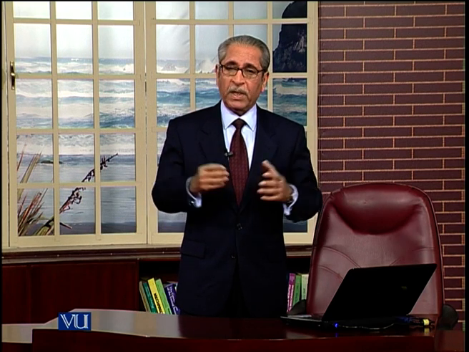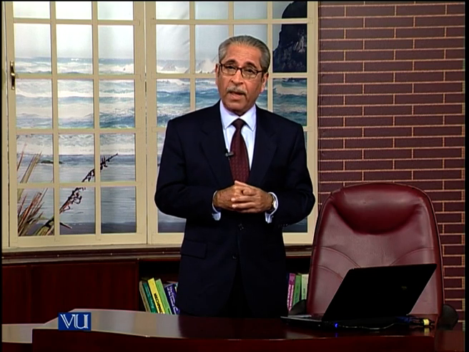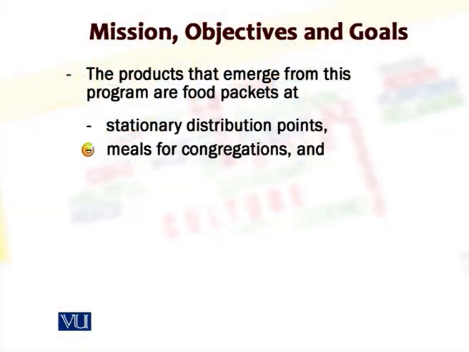The next thing that you must consider, and which goes without saying, is the product. You can have a couple of different products in shapes and forms. For example, you can have food packets, which you distribute at the distribution points. And you can also distribute meals for congregations of different sorts and kinds, for different occasions.